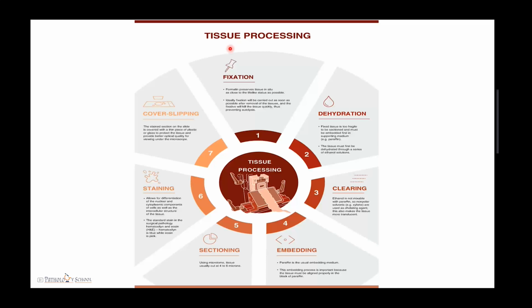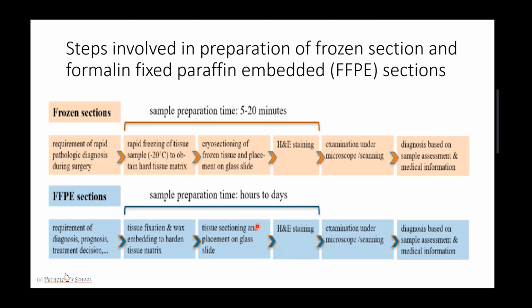Now, as we know, what are the steps included in the tissue processing of formalin fixed tissues? We'll just take a look at it. The first step is fixation using formalin, then dehydration, then clearing, then embedding, then sectioning, then staining, and then finally cover slipping the stained slide. So all these steps take hours to days to complete the process to get the stained slides.